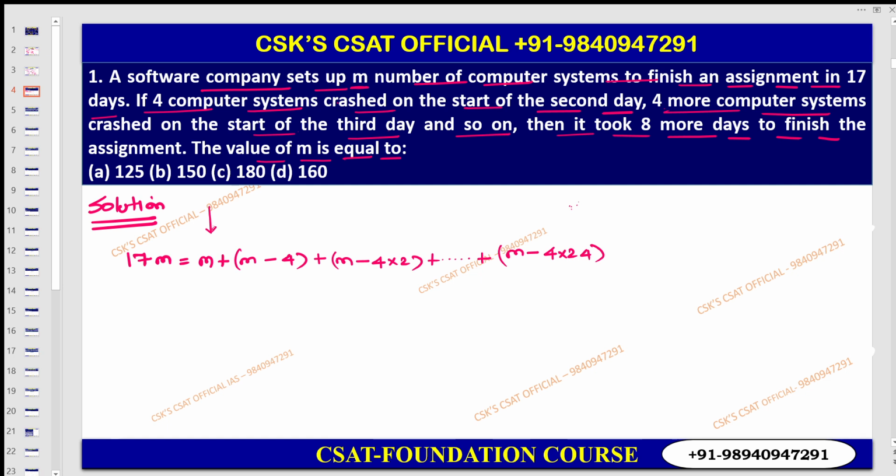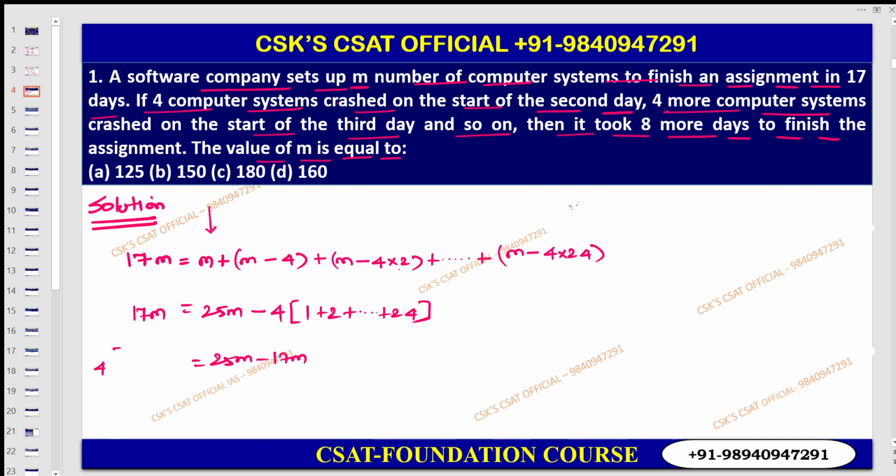Now, how many m's are there? If you see, including this m, we have 25m. Minus, you can take 4 as a common factor. Then it becomes 1 here, then 2, and then it becomes 24 here. On the other side, 17m. Now rearrange: 25m minus 17m. So now you can bring this towards the LHS.